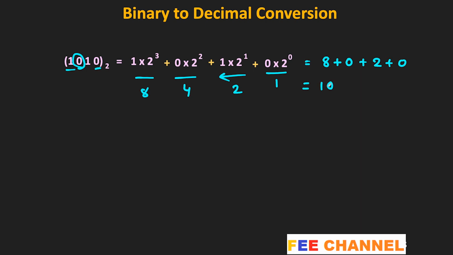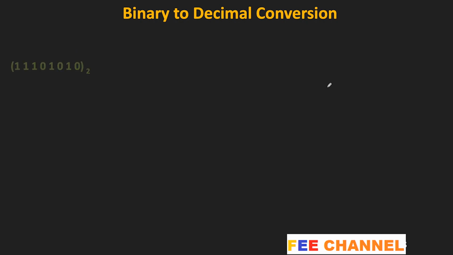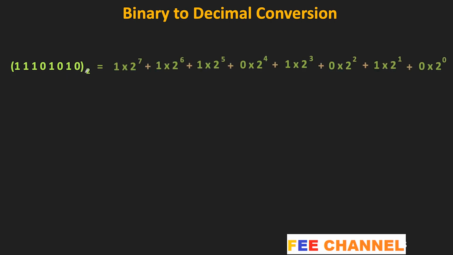So, if we see the decimal equivalent of the given binary number, then it is the summation of all these products. That is equal to 8 plus 0 plus 2 plus 0. That is equal to 10. That means the decimal equivalent of the binary number 1010 is equal to 10. So, let's take one more example.